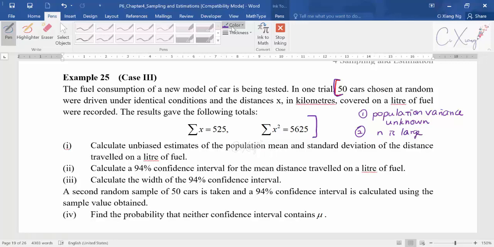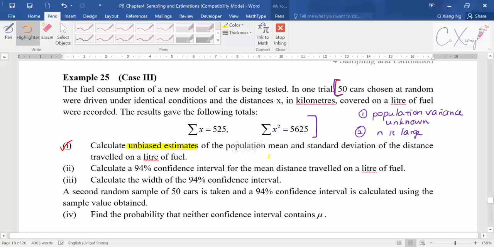Right? Once you know that it is case number 3, first of all, they want you to calculate the unbiased estimates of population mean and standard deviation. Unbiased estimates is the estimation part that we learned earlier, the point estimator formula. So I'm not going through this; you just need to calculate it by yourself. Try and see whether you get the answer. For the mean, it should be 10.5. For the standard deviation, if you round off to 3 significant figures, it should be 1.52. So that's the answer for part 1.